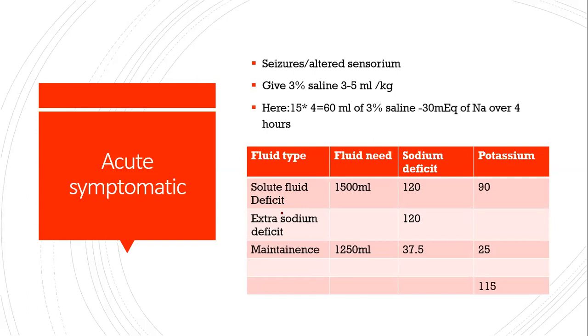Okay. So you have given 3% saline, say 4 ml per kg of 3% saline. Weight is 15. 15 into 4 will be approximately 60 ml of 3% saline you have given, which is 30 milliequivalents. You generally give it over 4 hours for ideal correction.